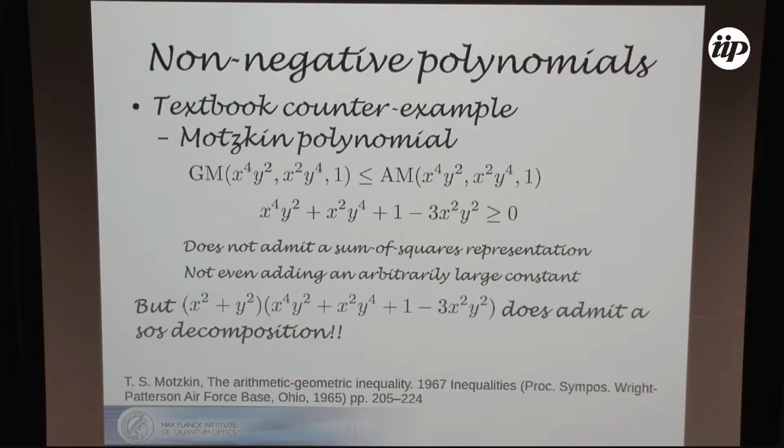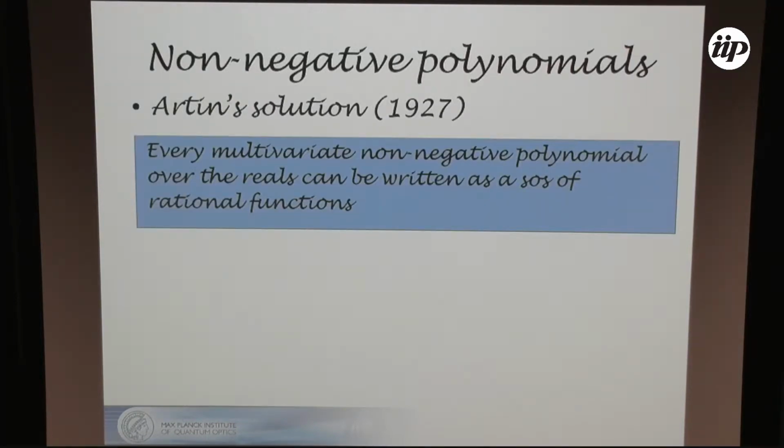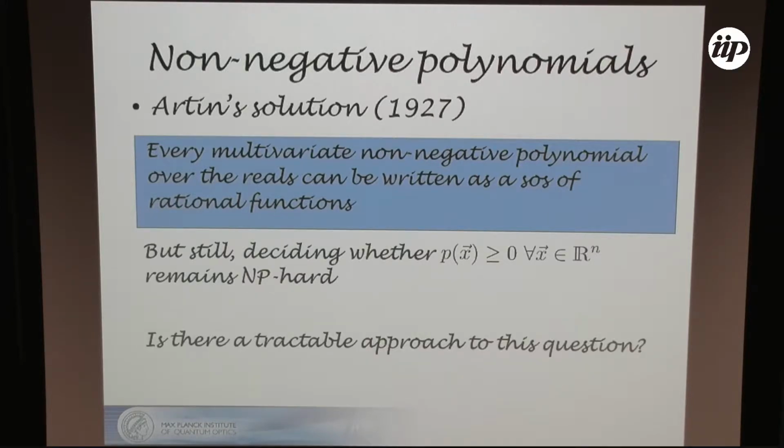Right, but actually, well, it's a bit puzzling that now if you multiply this by another positive polynomial, now the product admits a sum of squares decomposition. Right, and this is kind of the tool that Artin used later to solve the problem actually. So that every multivariate non-negative polynomial over the reals can be written as a sum of squares of not polynomials but rational functions, right? And then of course it's hard to decide whether now if I give you a polynomial if it's non-negative, right? But at least you have this kind of representation.